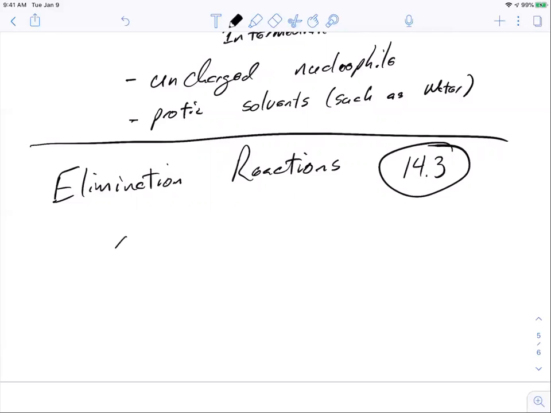And what we're talking about here is eliminating. So in substitution, right, we had a good leaving group and reacted a nucleophile, and we substituted the leaving group for the nucleophile. So we did a direct substitution. Here, what we're doing in elimination reactions is we have a substrate that has a leaving group. We're adding a base.